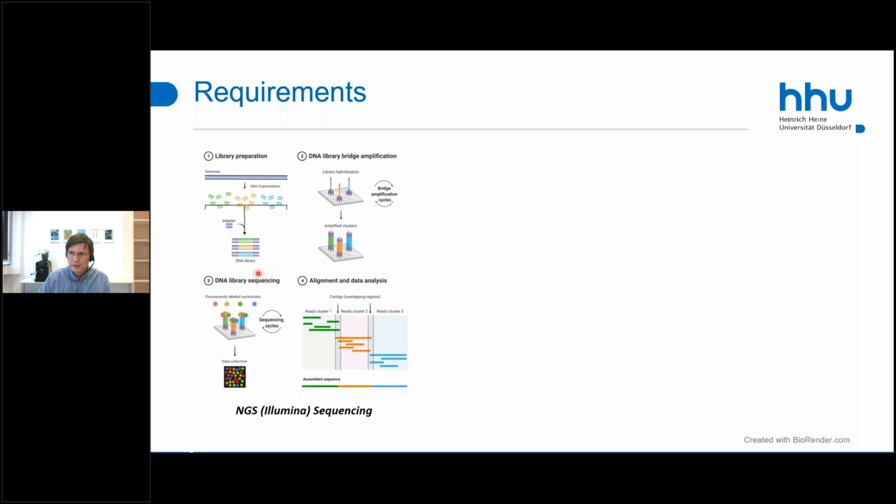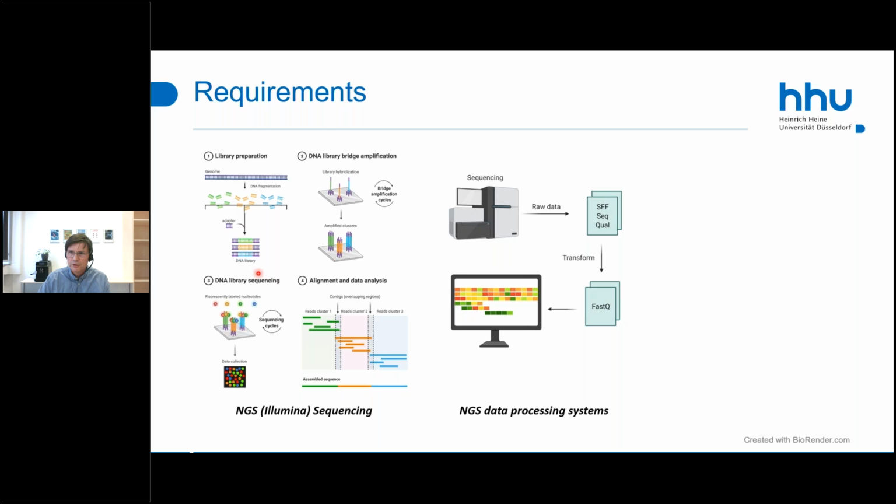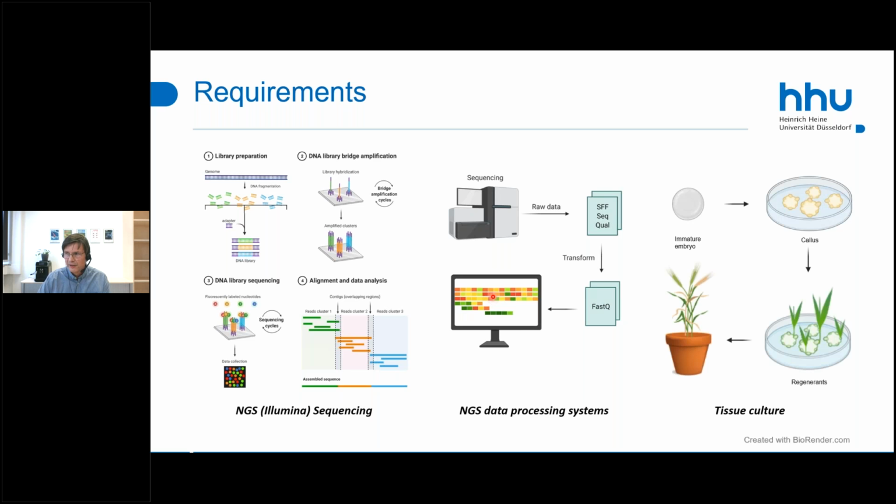But as these are huge data sets, of course, you also need developments in analyzing and processing this. And therefore, you also need a strong bioinformatics, which allows the analysis of those huge data sets in order to get sense out of it. And then last but not least, of course, you also need tissue culture, so that you are able to make a new plant out of a transformed cell.